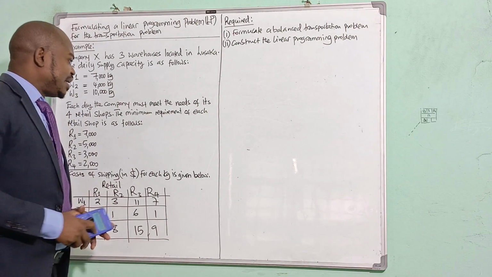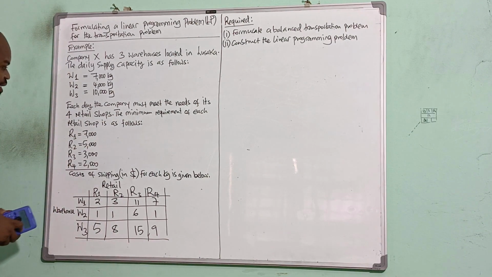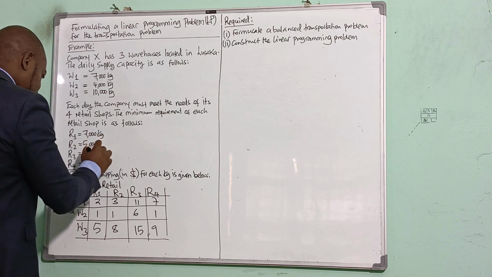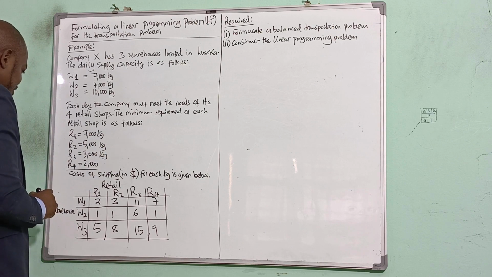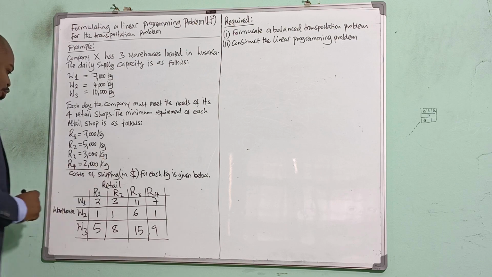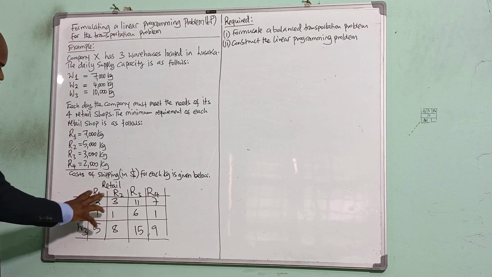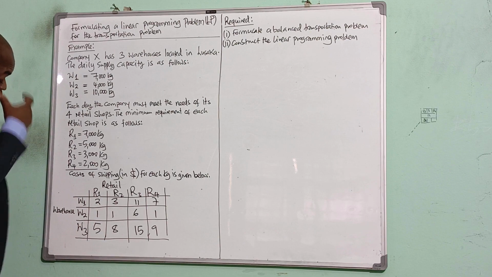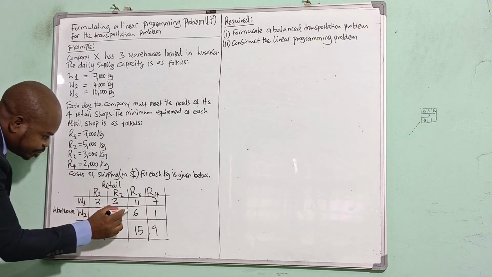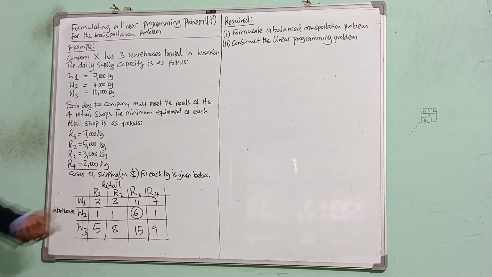Each day, the company must meet the demands of 4 retail shops. The minimum requirement of each retail shop is as follows. Retail 1 requires 7,000 kgs, retail 2 requires 5,000 kgs, retail 3 requires 3,000 kgs, and retail 4 requires 2,000 kgs. The cost of shipping in dollars for each kg is given in a table. For example, if warehouse 2 is to ship to retail 3, the cost is $6.